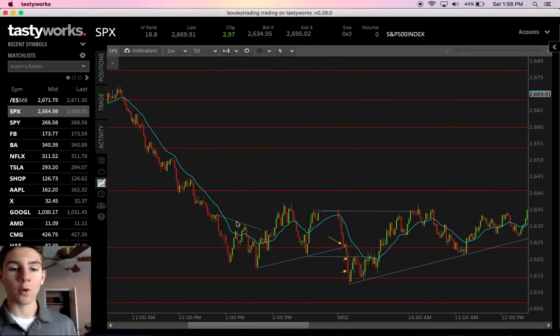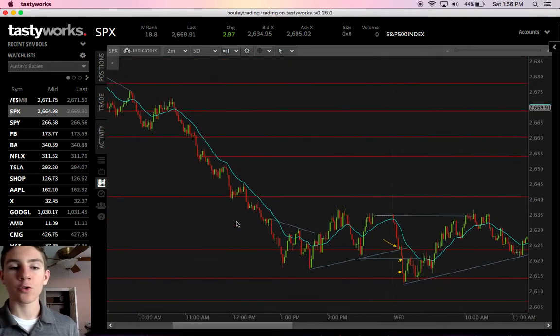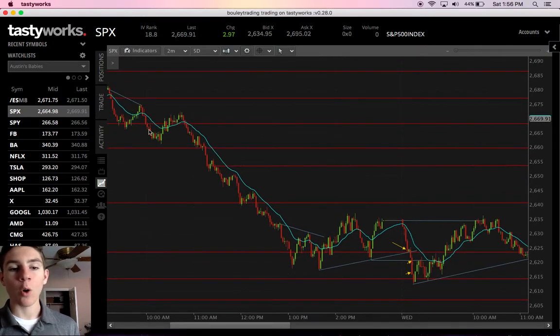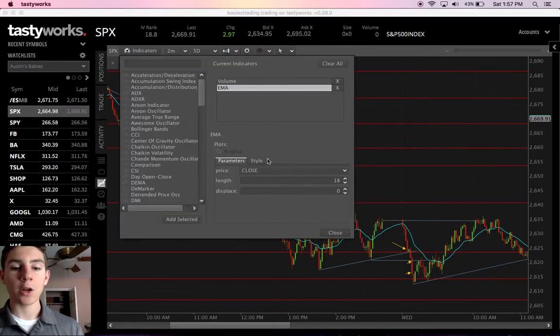Here's a perfect one of a trending down. As we're going down, it breaks below, it tries to go up, it gets rejected by this line. It's perfect. Rejection, rejection, rejection. Why do I want the line to get so close to that rejection point? Because then I know where to enter.